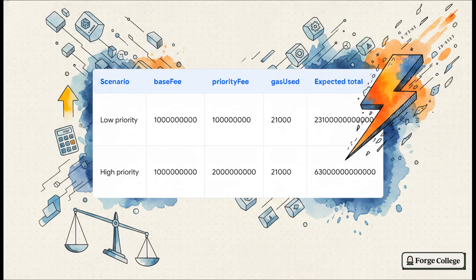In both the low and high priority scenarios, the base fee is identical, and the gas used is fixed at exactly 21,000. But simply by bumping the priority fee to get processed faster, our total expected cost jumps from 23 trillion Wei to an incredible 63 trillion Wei. The math scales so aggressively, which is exactly why calculating this precisely is vital.